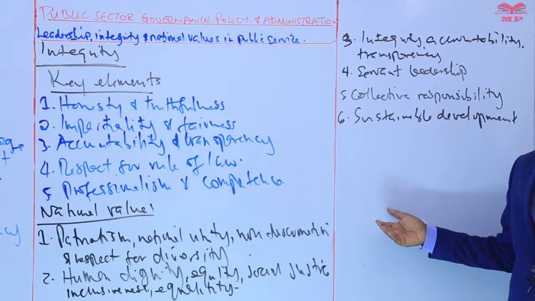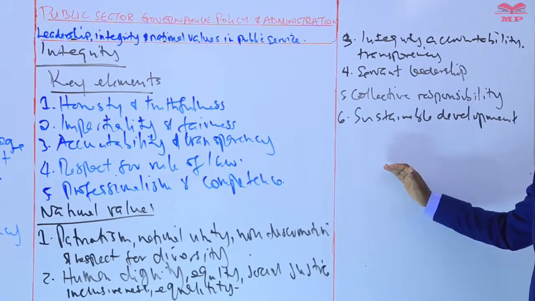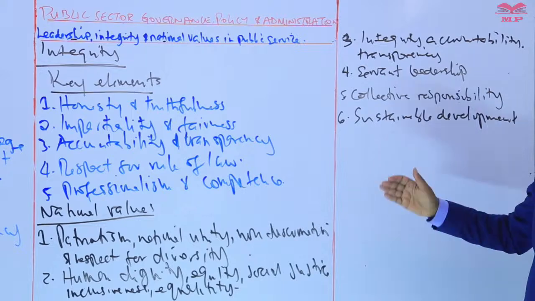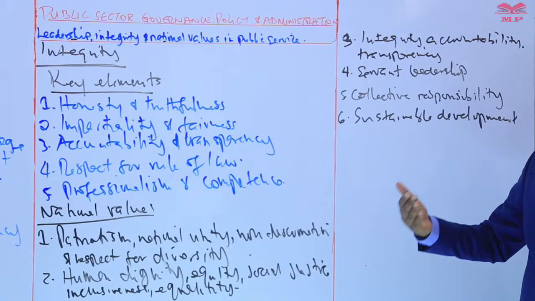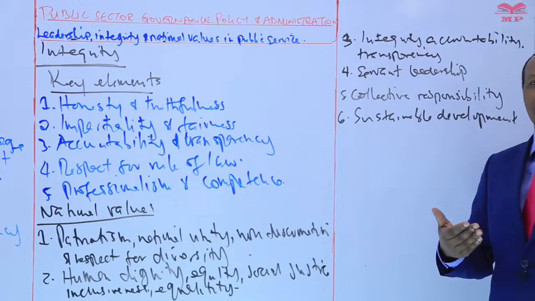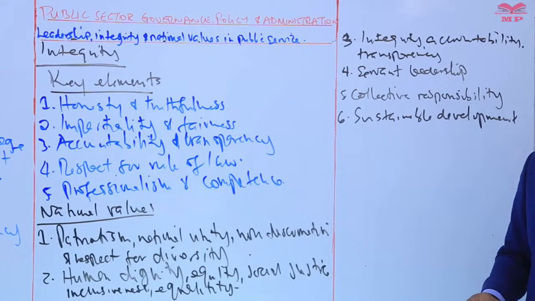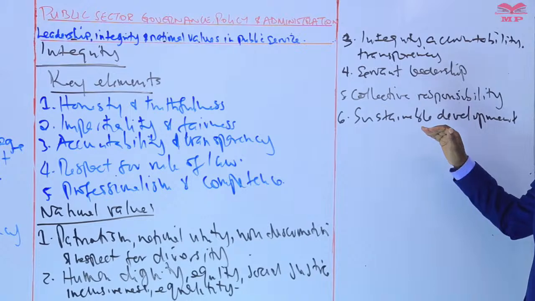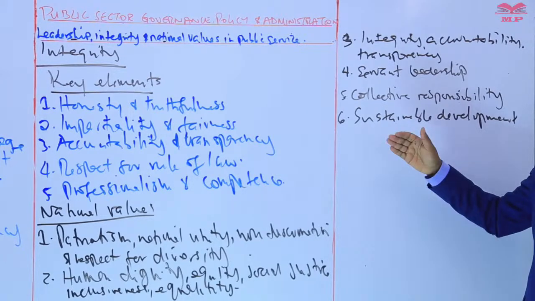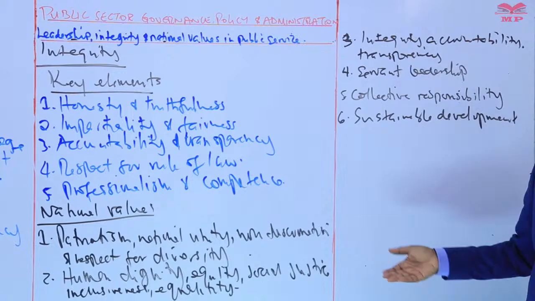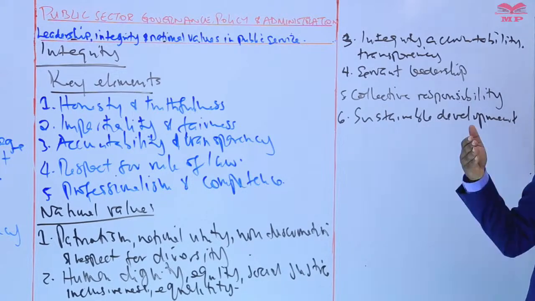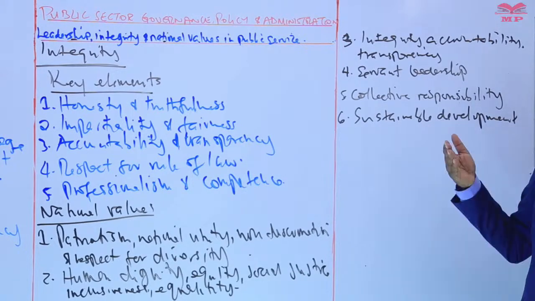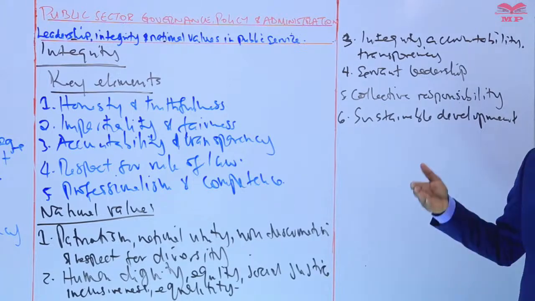The Public Service Commission, the PSC, has developed a code of conduct and ethics for public officers that outlines the expected standards of behavior and the consequences of breaking these standards. By upholding these national values, public servants can build trust, enhance service delivery, and contribute to the development of a just and equitable society.